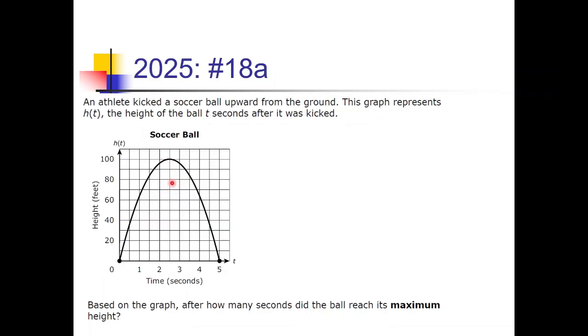So that's happening at our vertex, which has a t value of, well, this is halfway between 2 and 3, so 2.5 seconds.